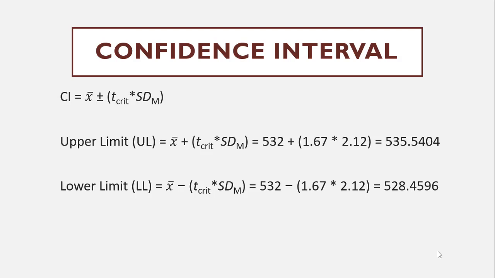So again, t critical, z critical can be positive, they can be negative. If we're doing a non-directional test, they are positive and negative. But if you always assume that t critical or z critical is positive, it will always be that for your upper limit you add t critical times the standard error of the mean, and for the lower limit you subtract t critical times the standard error of the mean.